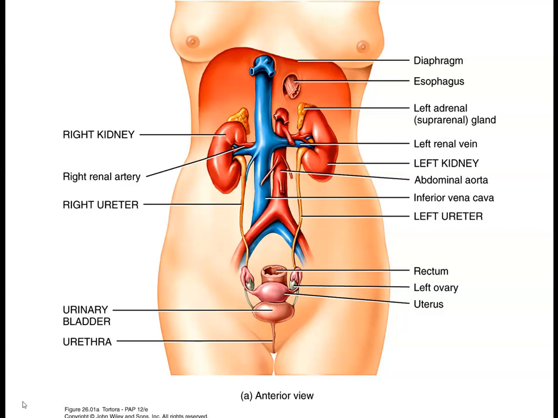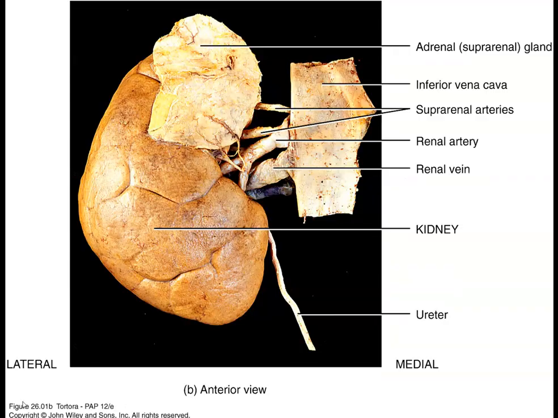The medial border is the concave side, and similar to the lungs, where everything connects is the hilum. That's where the renal artery, the renal vein, the nerves, the lymphatic vessels, the ureter all connect to the kidney. So this region is the hilum.